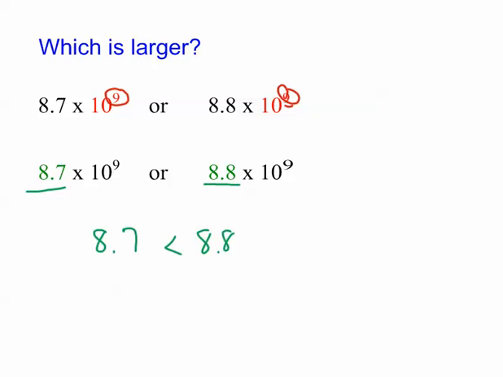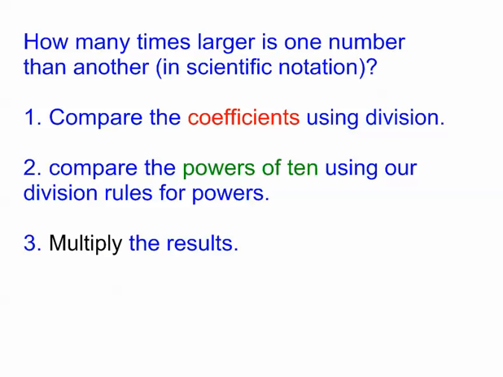So again, we first look at the exponent on our power of 10. If the exponent is the same on both, then we will go to the coefficient. Sometimes we're asked to tell how many times larger one number is than another. And in scientific notation, we have to look at a couple of items. We're first going to compare the coefficients by using division. And then we are going to compare the powers of 10 using our division rules for powers. And in the end, we will multiply the results of the two.